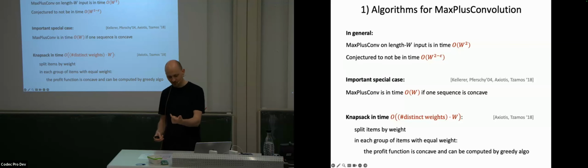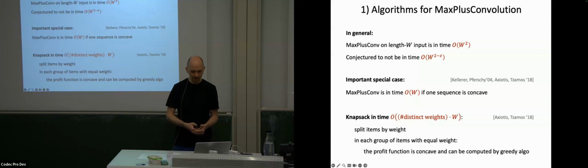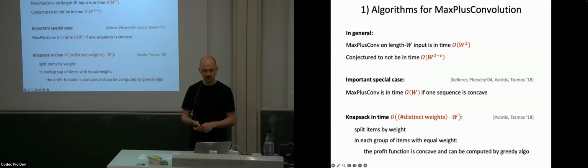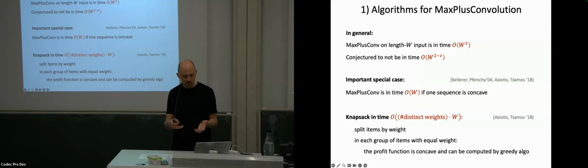So let's start with the profit function for the first group, combine it with the second group. Well, this is a concave function, so we can apply this special case and do it in linear time. And we have the combined profit function of the first two groups, take the third group, combine it. This is a concave function. So each of these steps runs in W time. How many steps do we have? Well, exactly the number of distinct weights in the instance. So the running time will be the number of distinct weights times the weight budget W.